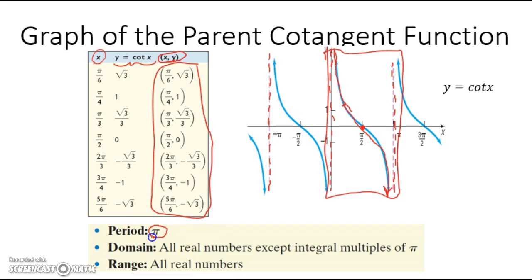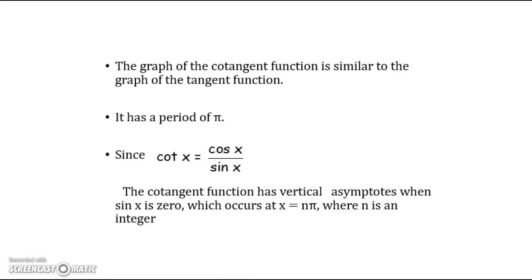The period for the parent cotangent function is pi. The domain is all real numbers except integral multiples of pi. That should say integer. I don't know where integral came from. That's what I get for borrowing PowerPoints off the internet. So all real numbers except integer multiples of pi, and the range is all real numbers. So there's what the parent cotangent function looks like.